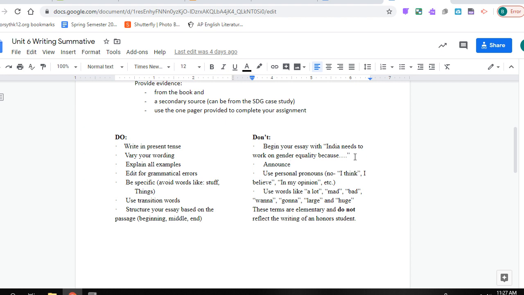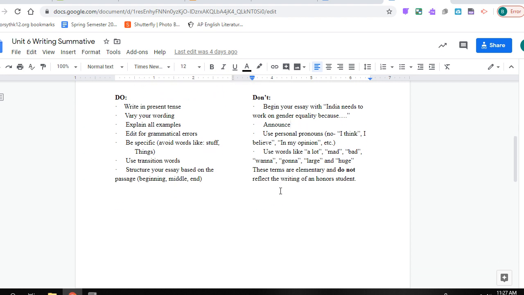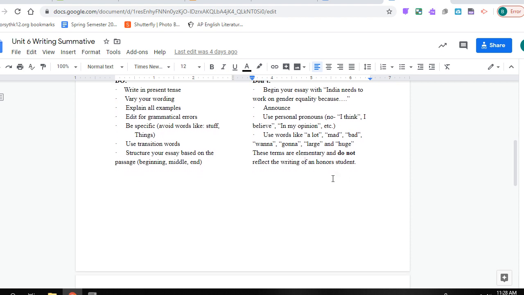So don't begin your essay with India needs to work on gender equality, because that's very basic and lame. Okay, you want that first sentence, it's your thesis. It needs to be strong, hit you in the face. We know exactly what we're doing, right? Don't use personal pronouns. Don't announce. Don't use words like a lot, mad, bad, one, a gun, a large. Okay, these aren't even words. It's called slang. These terms are elementary and do not reflect the writing of an honors student. Cool? Or a humanities student for that case.